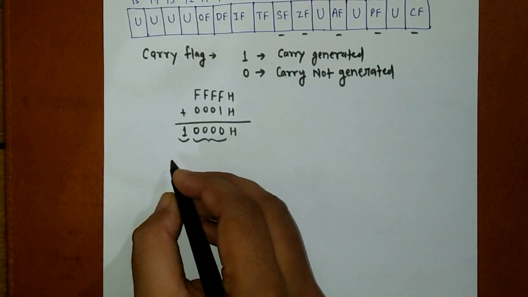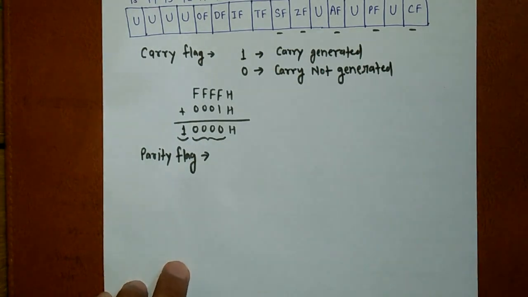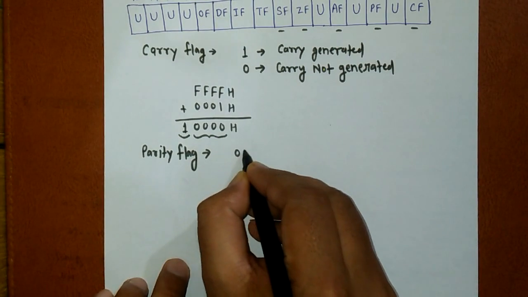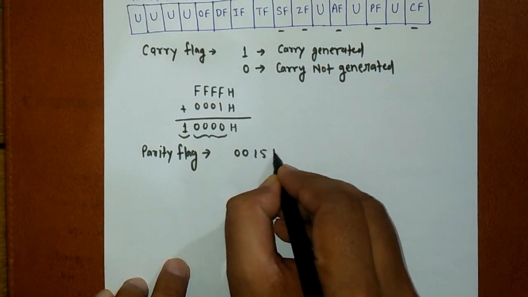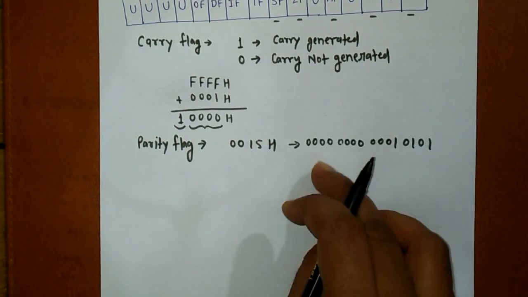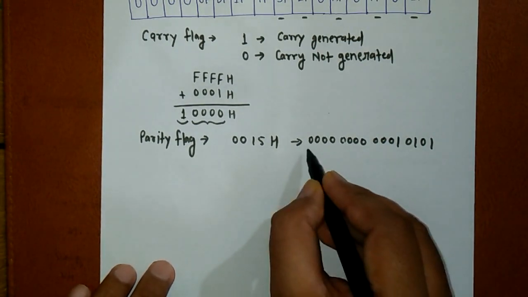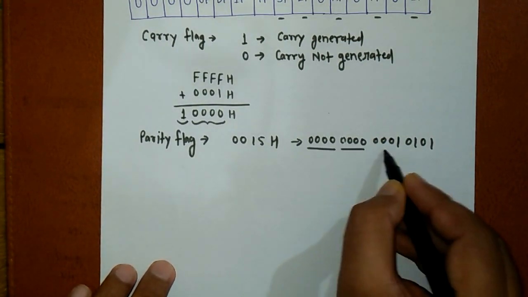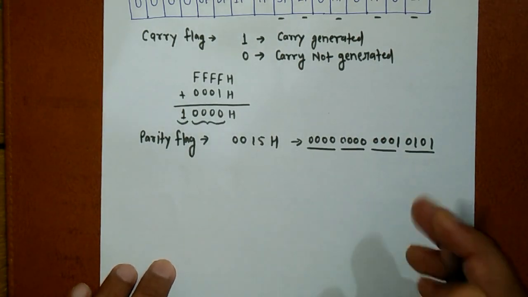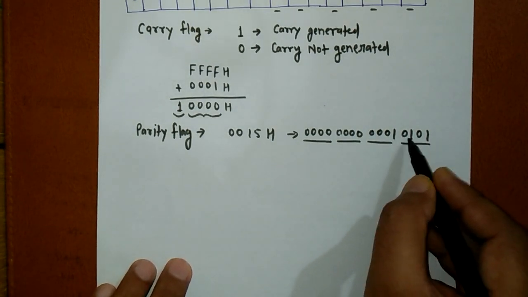Next is parity flag. Suppose after a certain arithmetic or logical operation, we have got a value 0015H in the accumulator. We can write this in binary as 0000000000010101. So in binary we can write this number as this. Here we count the number of ones present. The number of ones is 1, 2, 3.